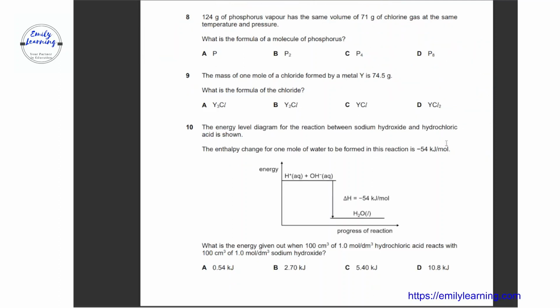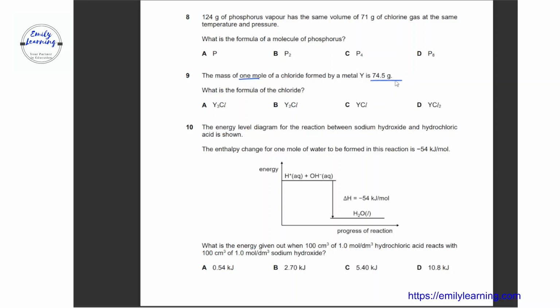Now let's move on to question 9. So the mass of 1 mole of chloride formed by metal Y is 74.5 grams. What's the formula of the chloride? So you have 1 mole of chloride formed by metal Y is 74.5 grams. So we know that there is 1 mole.